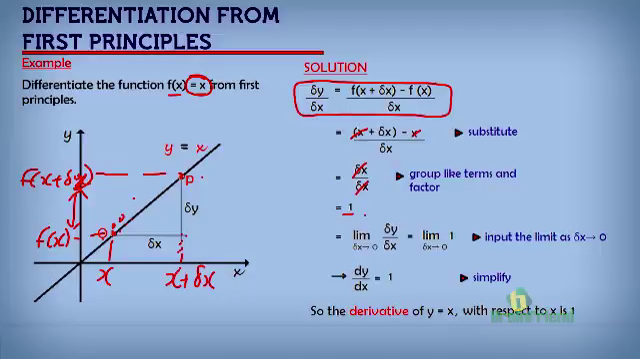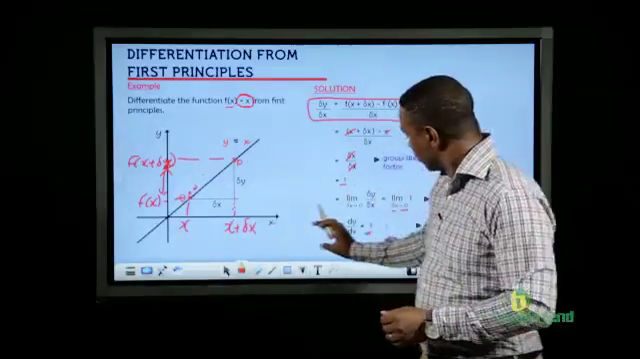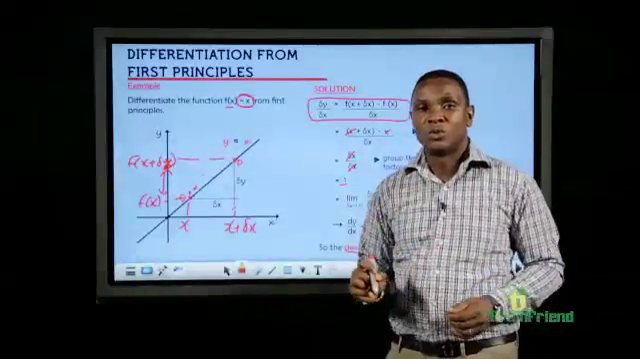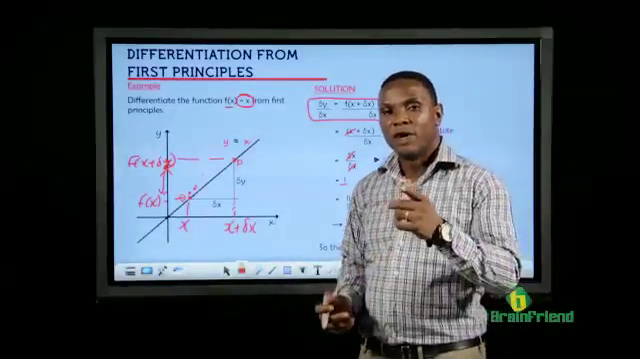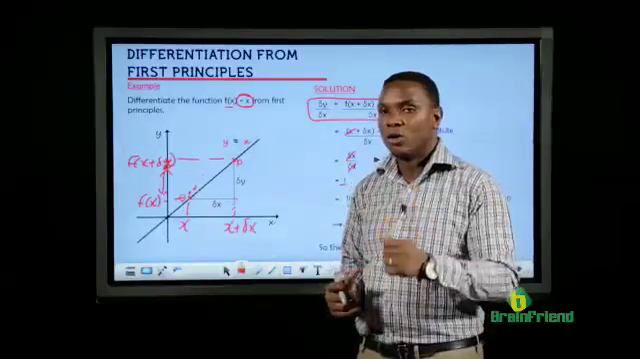Our 1 remains even if this limit is applied. It therefore means that the derivative dy/dx, if y is our function x, the derivative of x with respect to x is 1. This is a fundamental knowledge that we need to keep at the back of our minds. As we go further into differentiation, we'll find that we'll make use of this knowledge all the time.